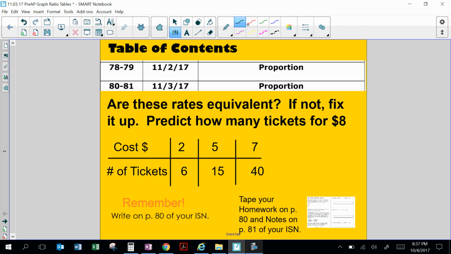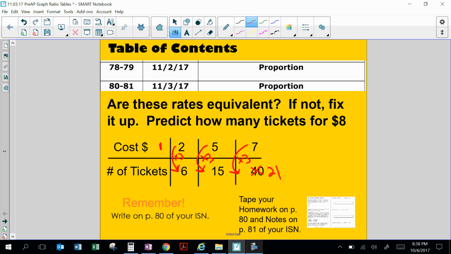Let's find the relationship. Would you like to do the relationship between them or within, from side to side or up and down? Well, 2 does not go into 5. So I'm probably going to do it this way. The relationship from 2 to 6 is times 3. The relationship from 5 to 15 is times 3. Ooh, from 7 to... That's not times 3. This should be $21.